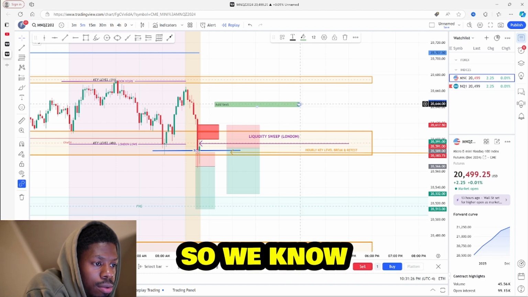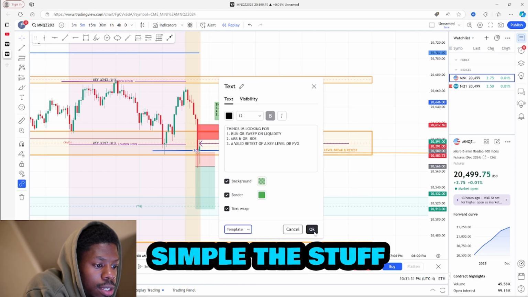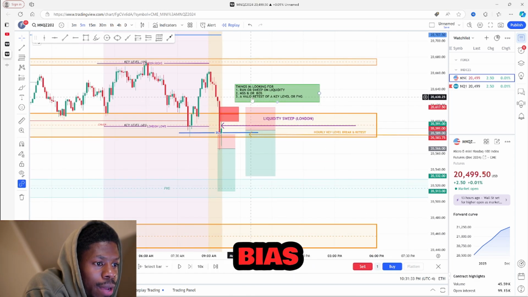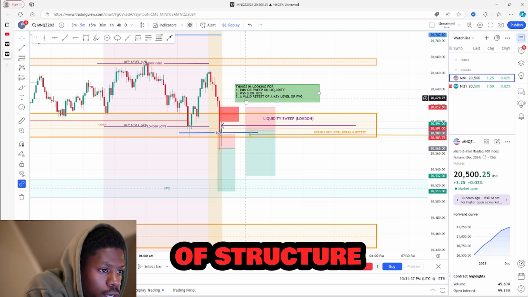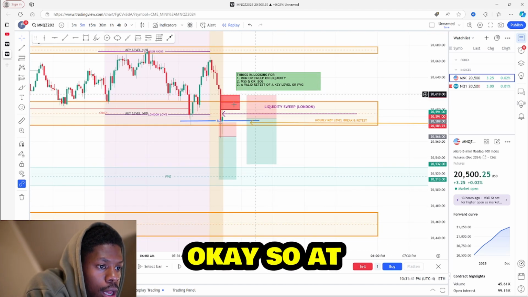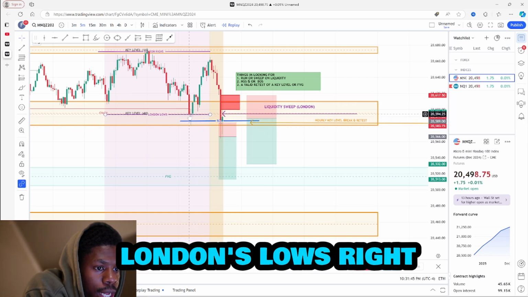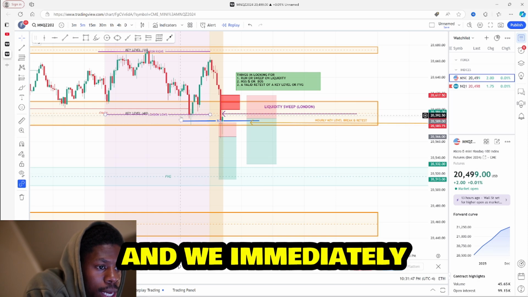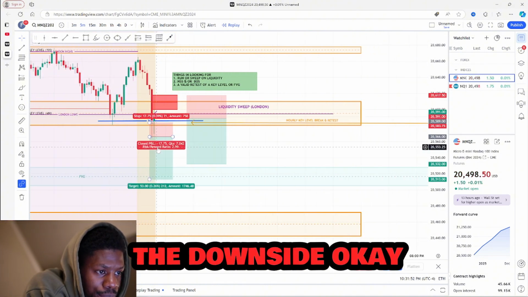So we know my criteria is very, very simple. I know I had a bearish bias. I'm looking for a run or sweep on liquidity, a market structure shift or break of structure, and a valid retest of a key level or a fair value gap. Okay, so at 9:30 we open up, we immediately run London's lows, right? And we immediately break structure, right? We got our break in structure to the downside.